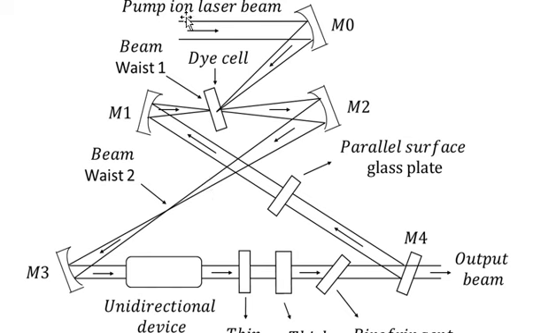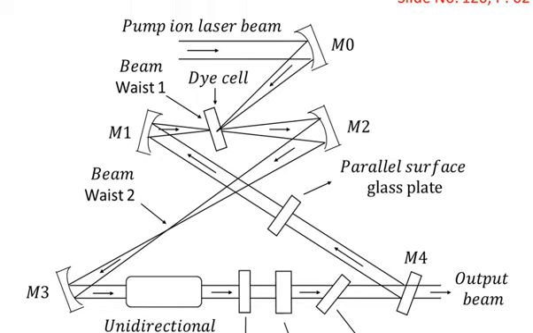So this is our folded ring resonator. Whereas the upper part is the part from the pump beam. That is the pump ion laser beam coming in this direction from the ion laser source, and then of course it is incident on the concave mirror M0, which focuses the beam onto the dye cell, and this focusing is in the direction perpendicular to the direction of flow of dye through the dye cell.